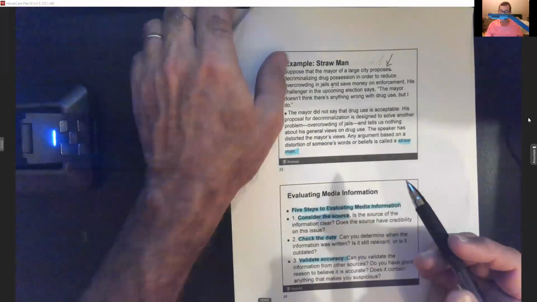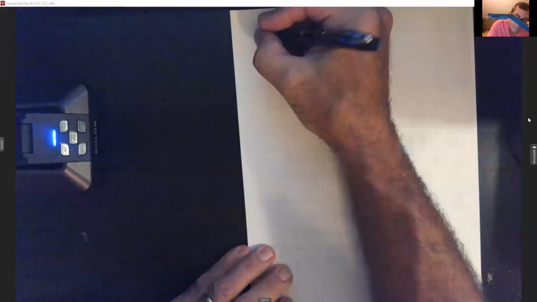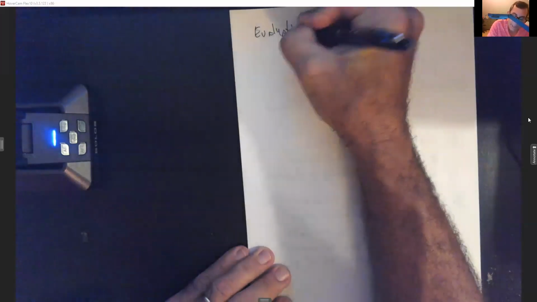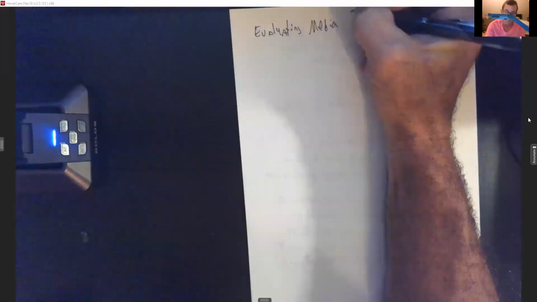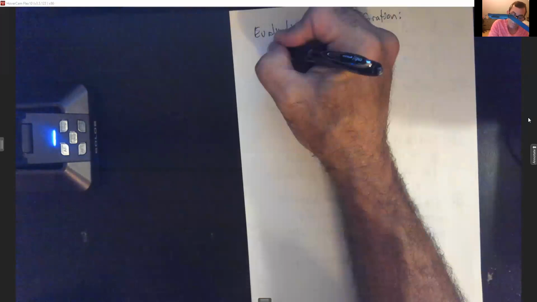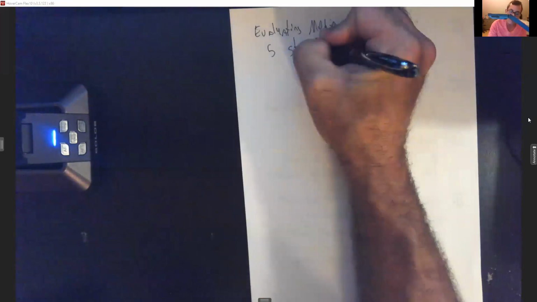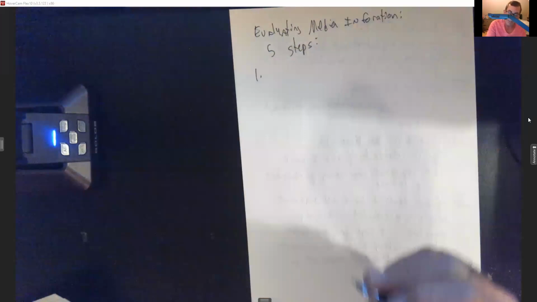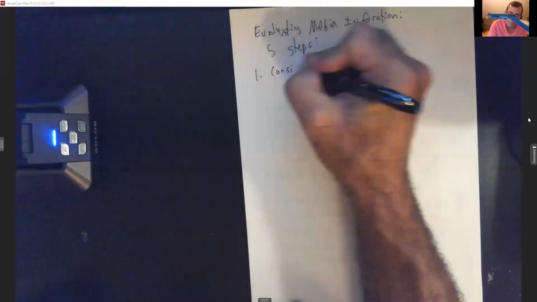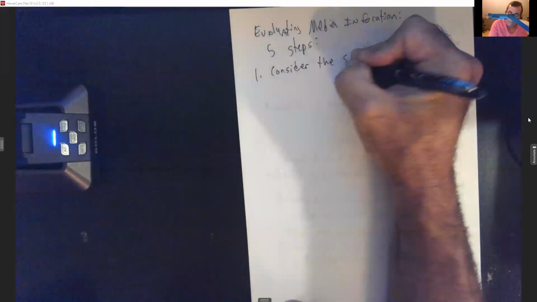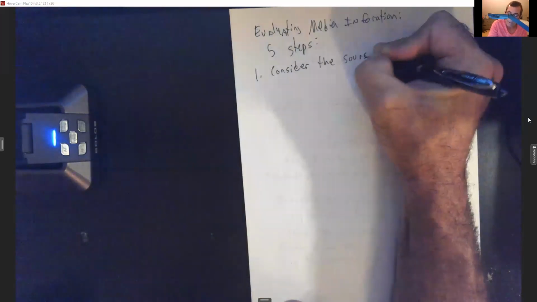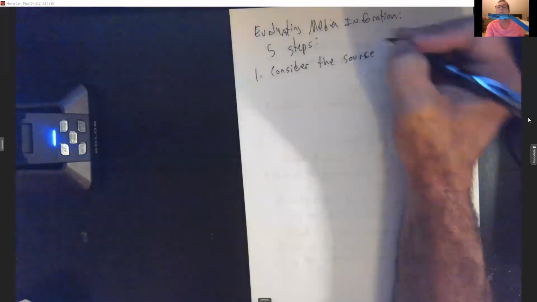Okay, y'all, so that was all of my fallacies. So now we're going to look at evaluating media information. Okay, so five steps to evaluating media information. First one, consider the source. What's that? S-O-U-R-C-E. Consider the source.